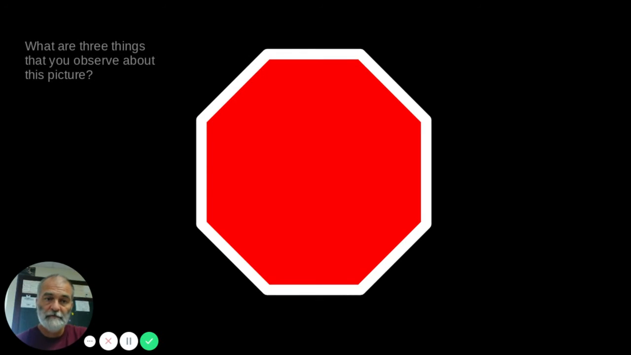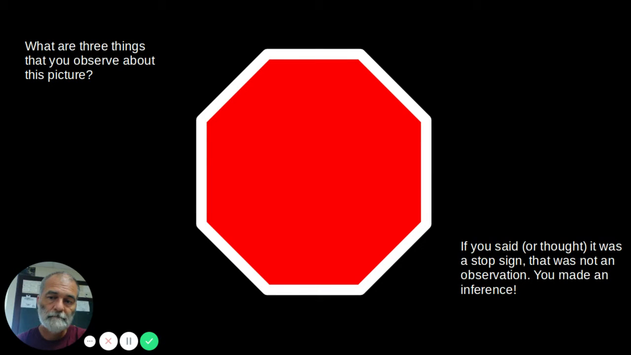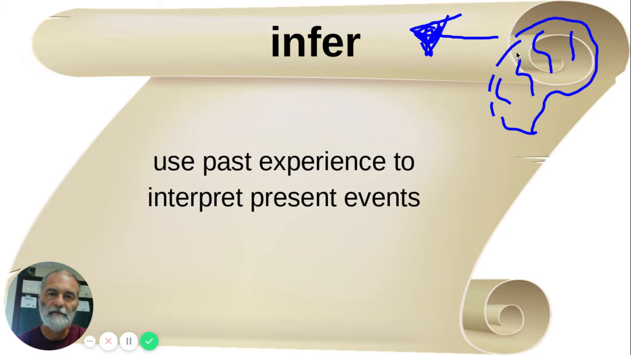So if you observe this picture, it's not a stop sign. It is an octagon. It's got a white border. It's red. Has 8 sides. I mean, there's lots of things you can observe. It's on a black background. But it's not a stop sign. If you said it was a stop sign, you went to the next skill, which is infer.